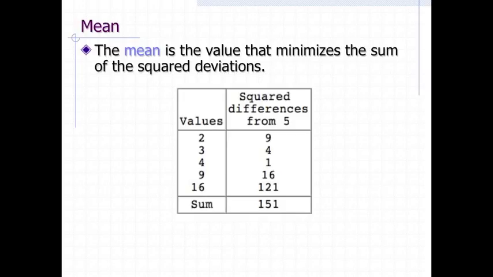The mean is the value that minimizes the sum of the squared differences. Here you can see that the sum of the squared differences from 5 is 151. For example, the difference between the first value of 2 and 5 is 3. Square 3 and you get 9, which is shown in the second column. The sum of squared differences from the mean of 6.8 is only 134.8.